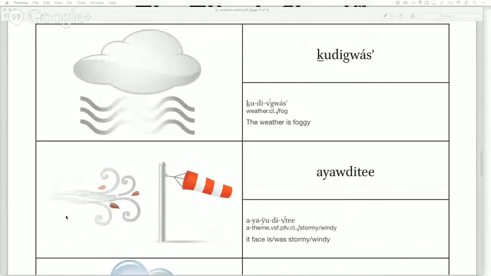Alright, here's my fog. Come on, I'm not thrilled.